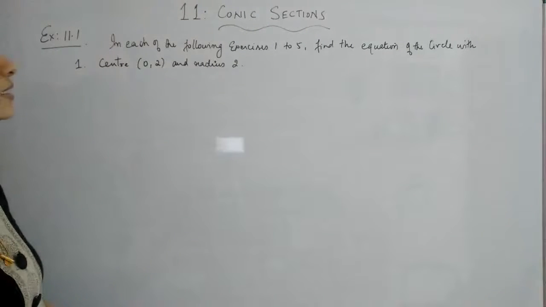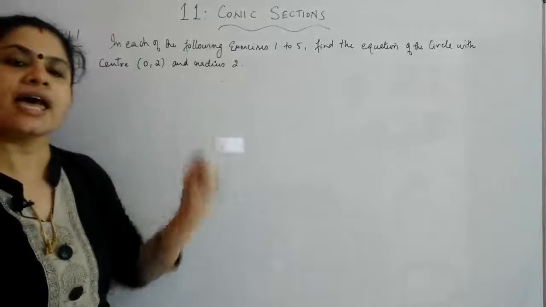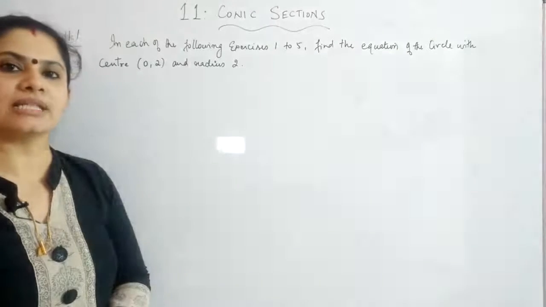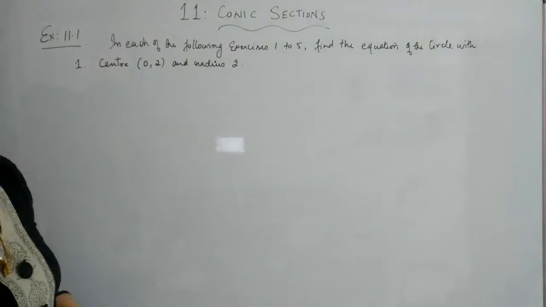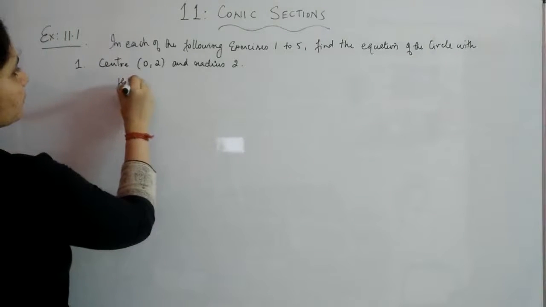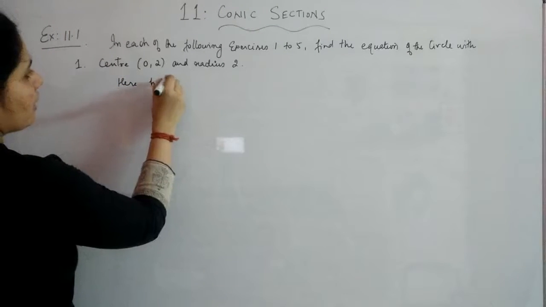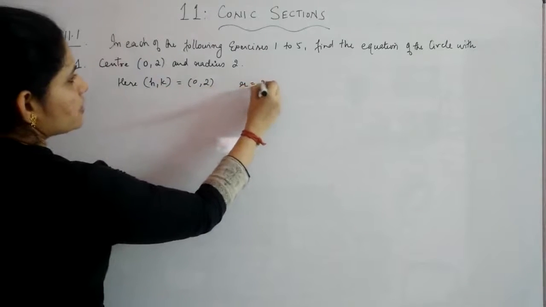Now you know that the equation of a circle with center (h, k) and radius r is (x minus h) the whole square plus (y minus k) the whole square equal to r square. Replacing these values there, you will get the required equation of the circle. Here h, k is given to be 0, 2 and r is given to be 2.